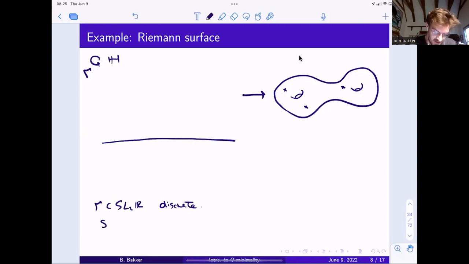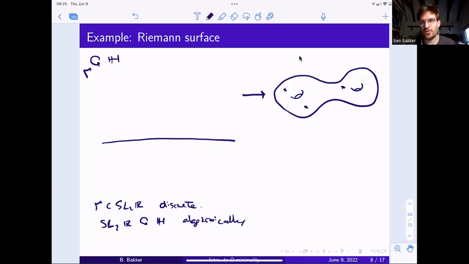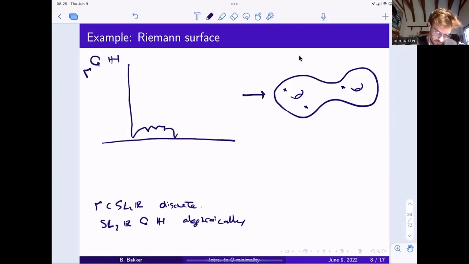Now SL2R acts on the upper half plane algebraically, right? This is just the action by Mobius transformations, okay? And we know that we can always find a semi-algebraic fundamental set or fundamental domain even for this action. You know, they typically look something like this. Yeah, so let's call this F.